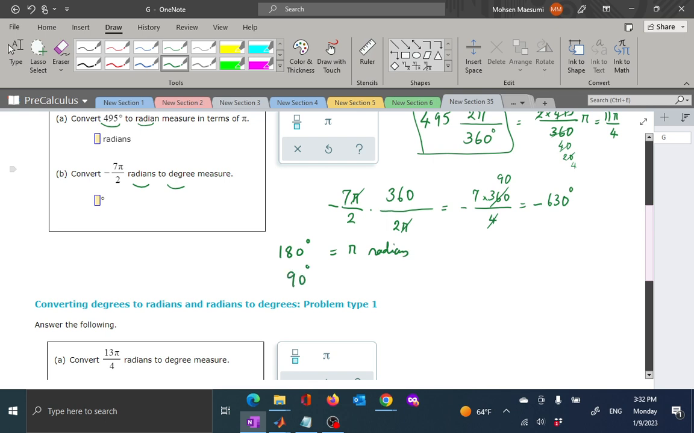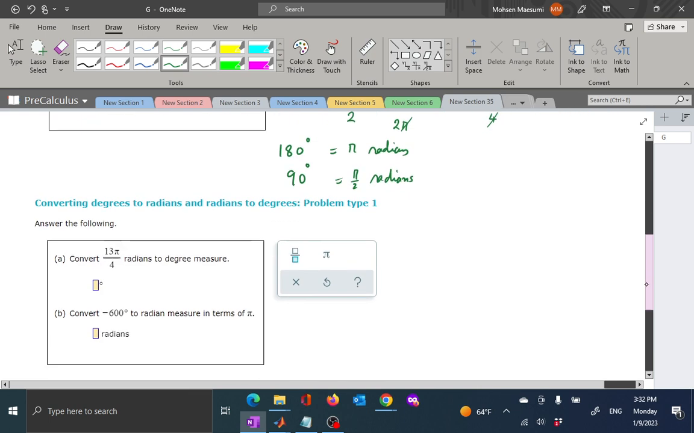And 90 degrees is pi over 2 radians. So these are things that happen often enough that you want to have it in the back of your mind. So this is pi over 2, that's 90 degrees. 7 of them is 630 degrees. And since this was negative to begin with, then of course we have to be careful that this is also negative.